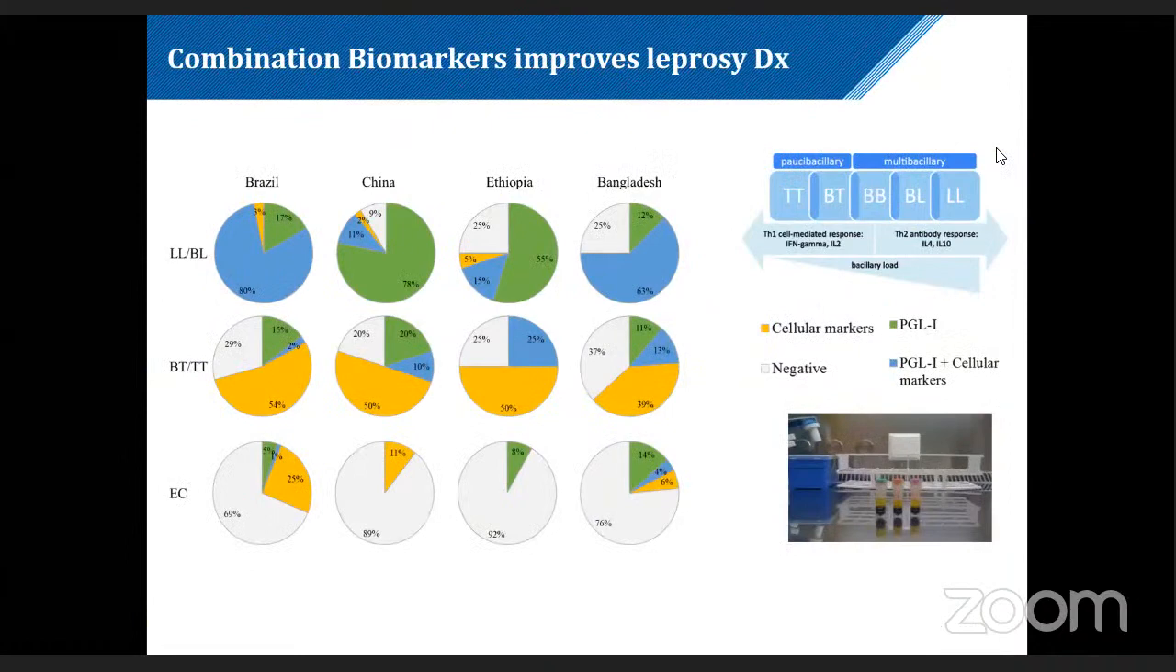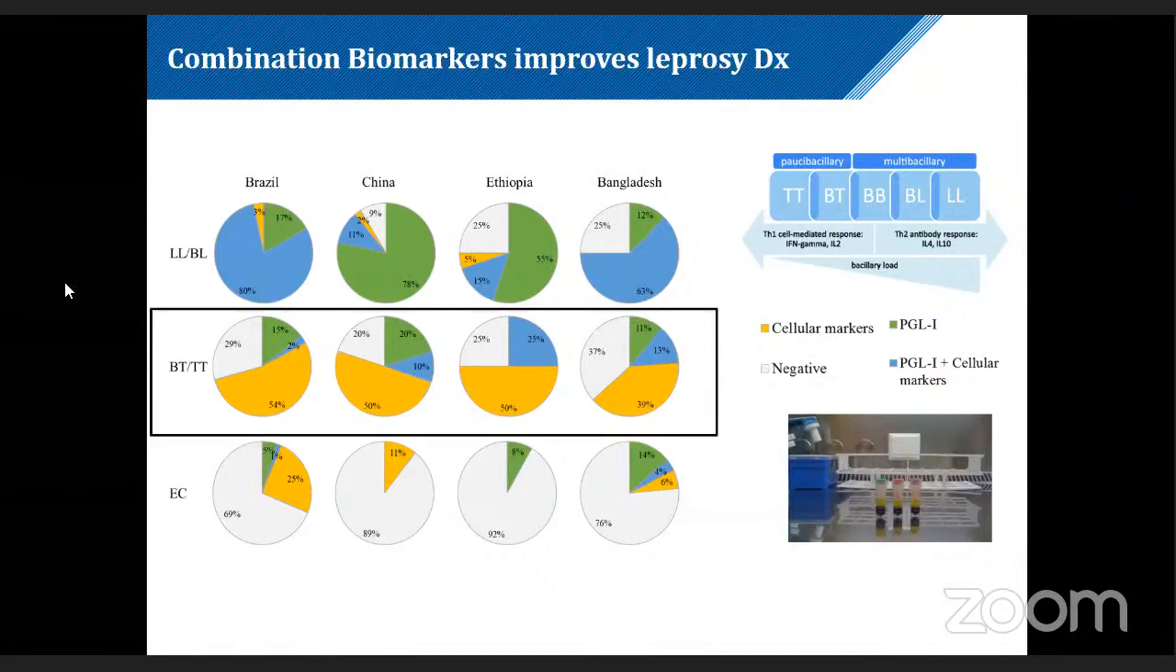So we identified several of these biomarkers by the Luminex assay, and we did so not only in Bangladesh, but also in Ethiopia, China, and Brazil. And we have three test groups here. First, the LL/BL leprosy, those that are already identified using PGL1 antibodies only in most cases. The other group was BT/TT leprosy, those that are usually PGL1 negative, and then the endemic control group, who are PGL1 negative and should, if you have a good biomarker, also be negative for the cellular markers.